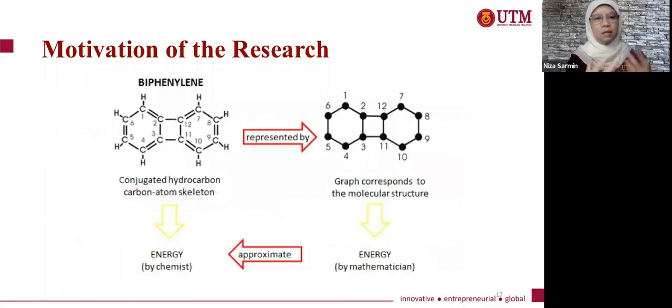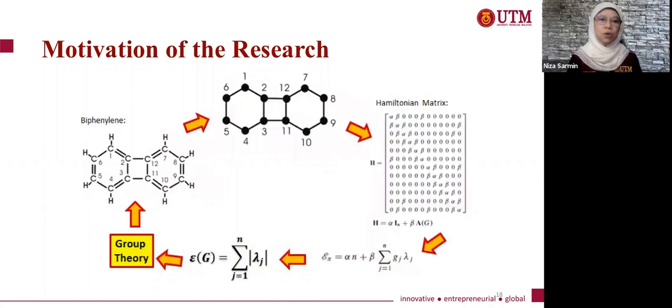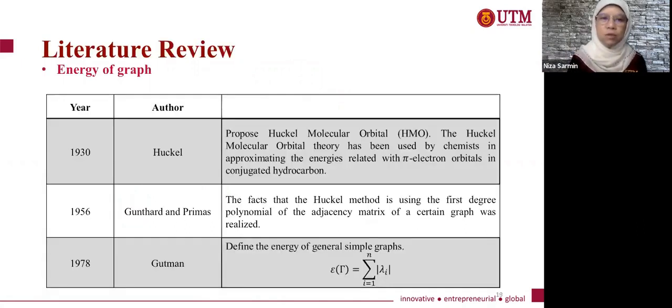So as an example, imagine we have this biphenylene conjugated hydrocarbon atom skeleton, which we represent by this graph, and this graph corresponds to this molecular structure. We can calculate and get the energy, and then we approximate the energy. And the chemists did this in another way, which is more costly. So from this molecular structure, we transform it into a mathematical model as a graph, we find the matrix, and we calculate, and we get the energy. So this is the motivation of the research.